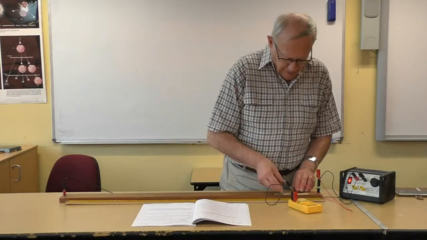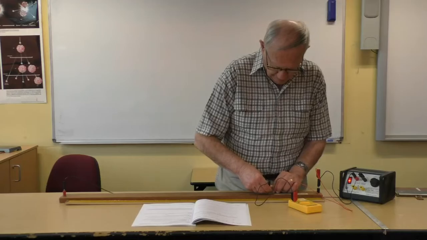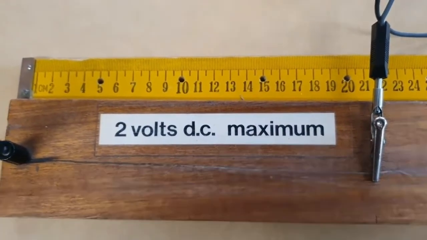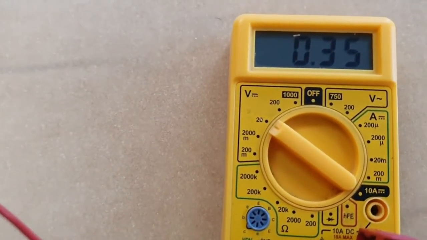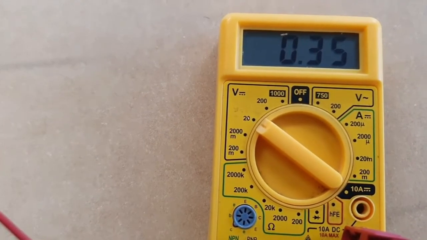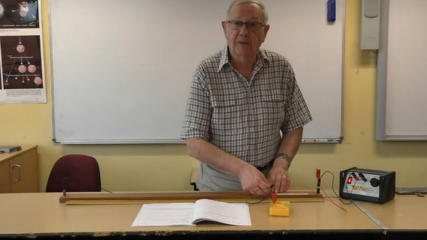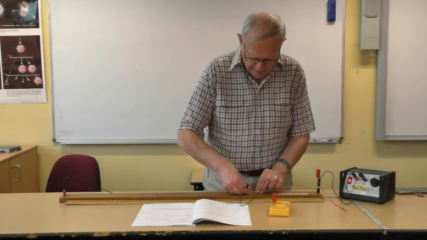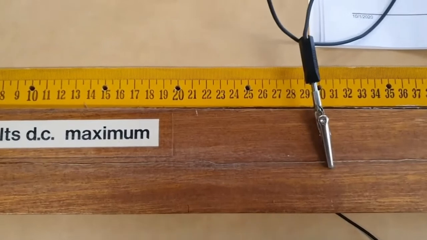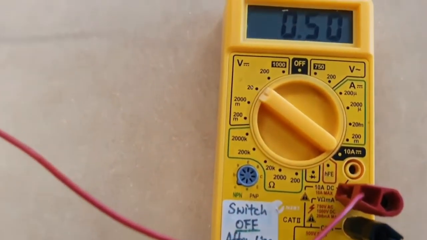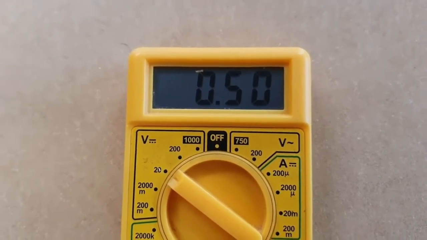So I'll adjust it now to 20 centimeters. So there it is at 20 centimeters. And if we have a look at the voltage or the potential difference, we can see it's 0.35. I'll adjust this now to 30 centimeters. And if we have a look at the potential difference measured in volts, we can see that it is 0.5.